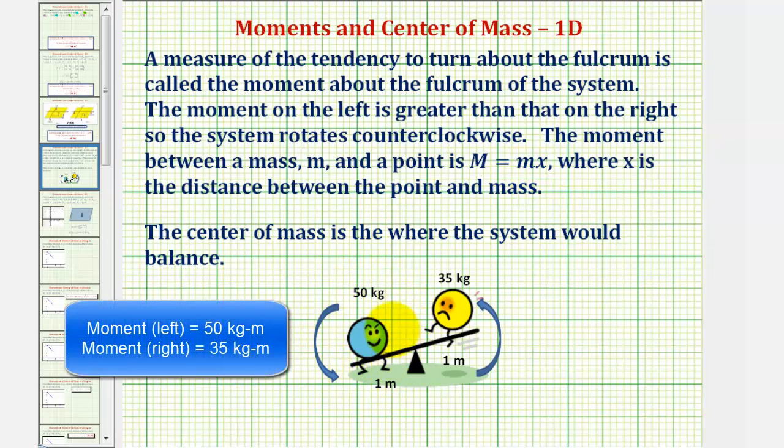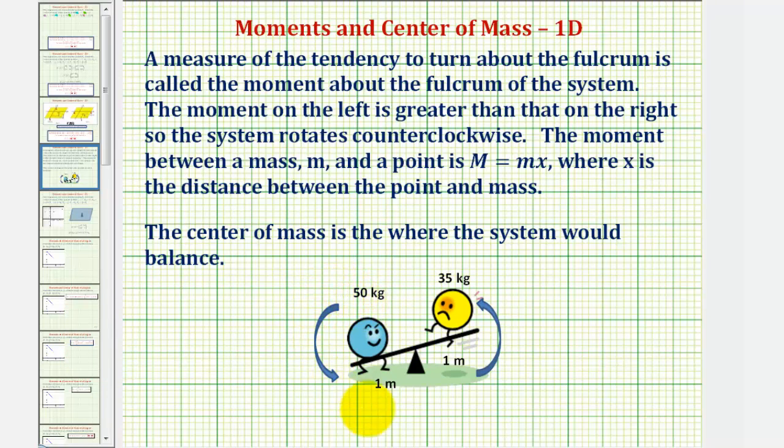So notice the moment on the left would be 50 kilograms times 1 meter, giving us 50 kilogram meters. The moment on the right would be 35 kilograms times 1 meter, which would give us 35 kilogram meters. Again, the moment on the left is greater than the moment on the right, therefore the system rotates in this direction. Now I do want to mention, when we find the moments on a number line or the coordinate plane, we do use signed distances. And then finally, the center of mass of this system would be where the teeter-totter balances. Notice how we'd have to move the fulcrum further to the left.